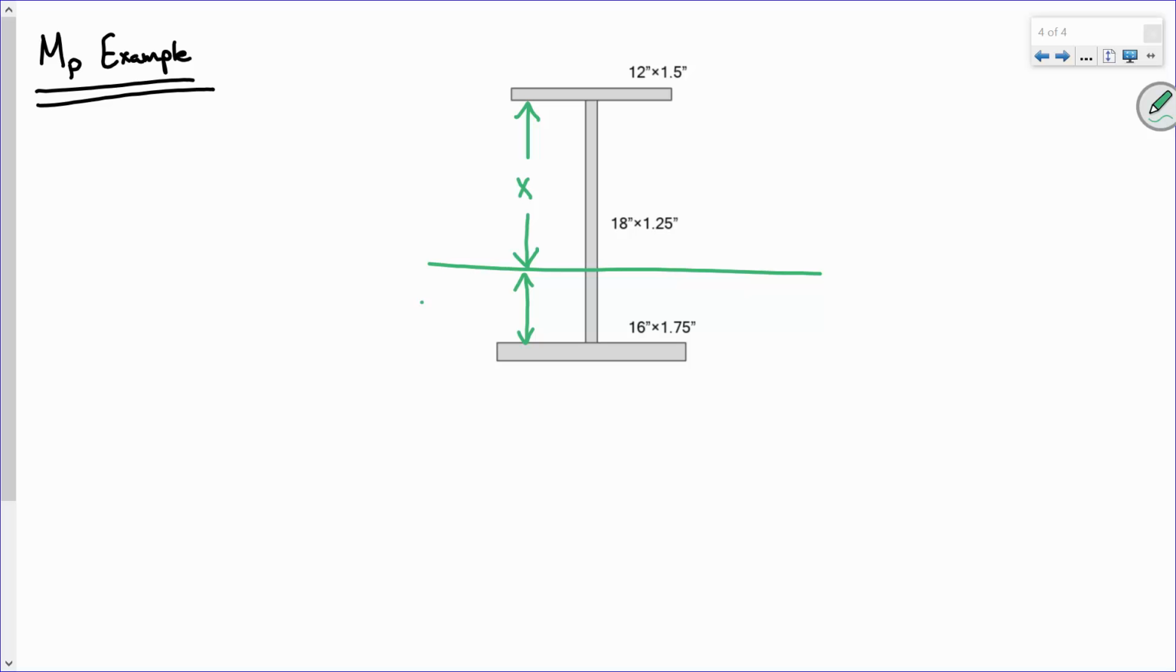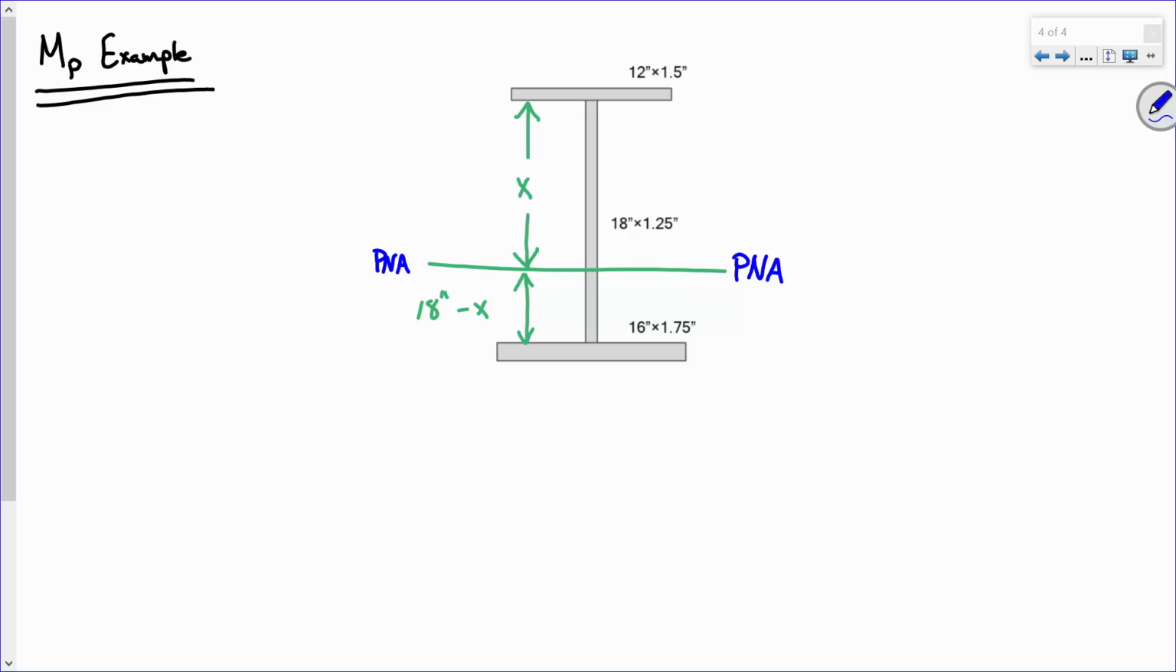Was that 18 minus x? So far, so good? And I propose this is the location of the plastic neutral axis. Now, if I load this beam normally, putting a load on the top, everything above this plastic neutral axis is going to be in compression. Sound good? So let's compute the area in compression.